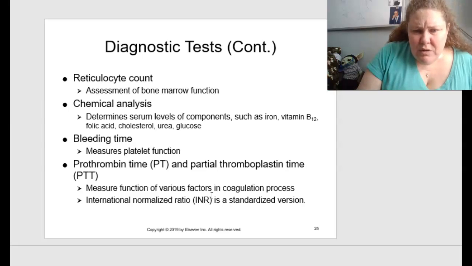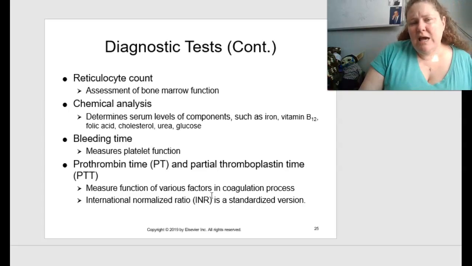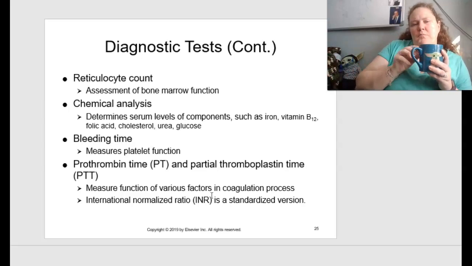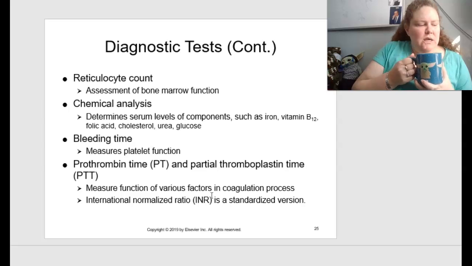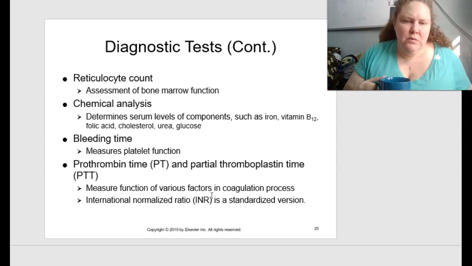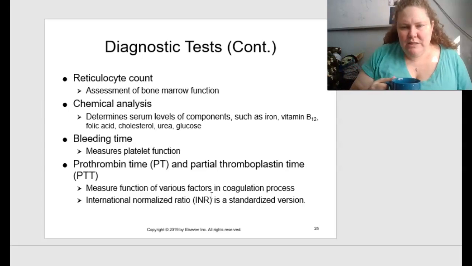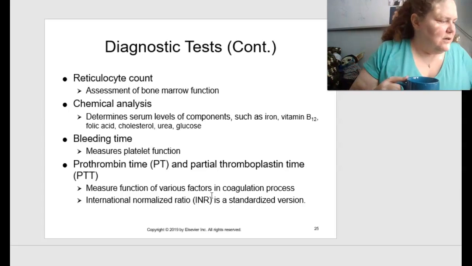And so you can also do chemical analysis, and this will determine the serum level and components such as iron, vitamin B12, folic acid, cholesterol, urea, as well as glucose. You can also measure bleeding time, and so this will measure the platelet function and how well they're functioning in your body. And you also can measure the PT time, which is the prothrombin time, and the partial thromboplastin time, which is PTT. And this measures the function of various factors in the coagulation process. And we have the international normalized ratio, and that would be the standard version.